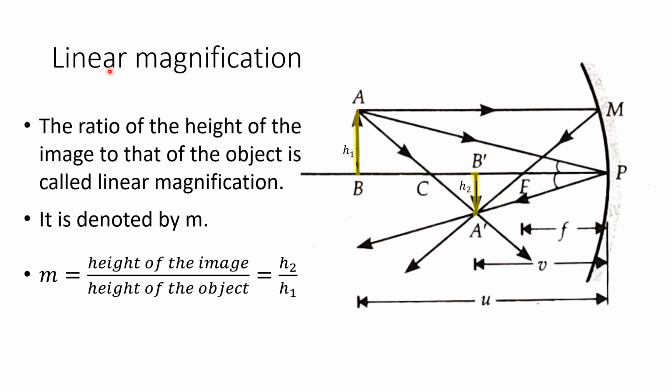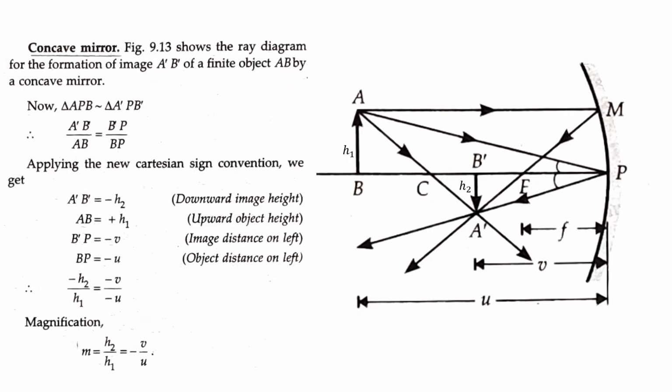According to the linear magnification, which can be written as small m, this small m equals the ratio of the height of the image, which is h2, divided by the height of the object, which is h1. So your magnification m equals h2 upon h1. Now let us consider a concave mirror. This concave mirror has an object AB of height h1, and this object AB forms the image A dash B dash of height h2.